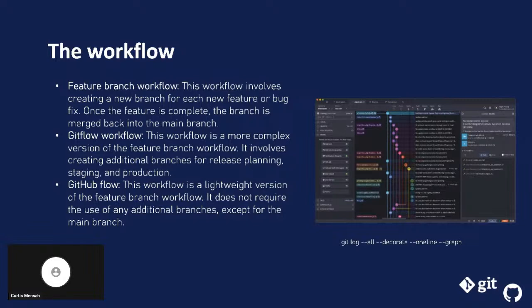Next, we've got the GitHub flow. In the GitHub flow, this is a lightweight version of the feature branch workflow. And this is based on the GUI, the graphical user interface that GitHub provides us. So it does not require any additional branches except the main branch.